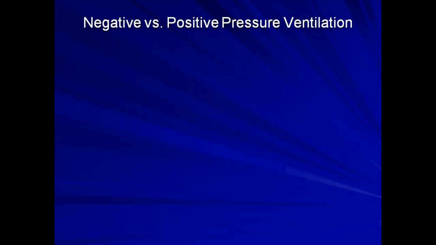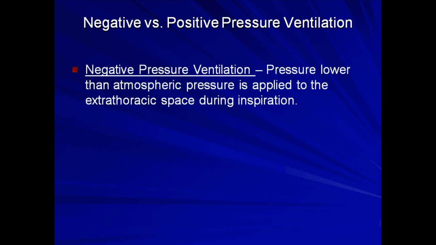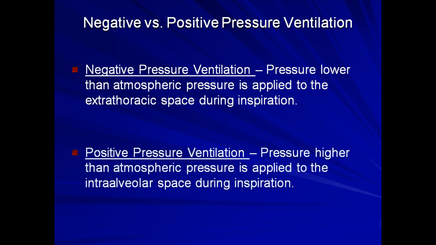On the most fundamental level, the first distinction to make when classifying mechanical ventilation into different categories is whether the ventilator relies on positive or negative pressure to move the chest wall and diaphragm and to create the pressure gradients that drive gas in and out of the lungs. With negative pressure ventilation, which was the first to be developed, pressure lower than atmospheric pressure is applied to the extrathoracic space during inspiration. While with positive pressure ventilation, pressure higher than atmospheric pressure is applied to the intra-alveolar space during inspiration.